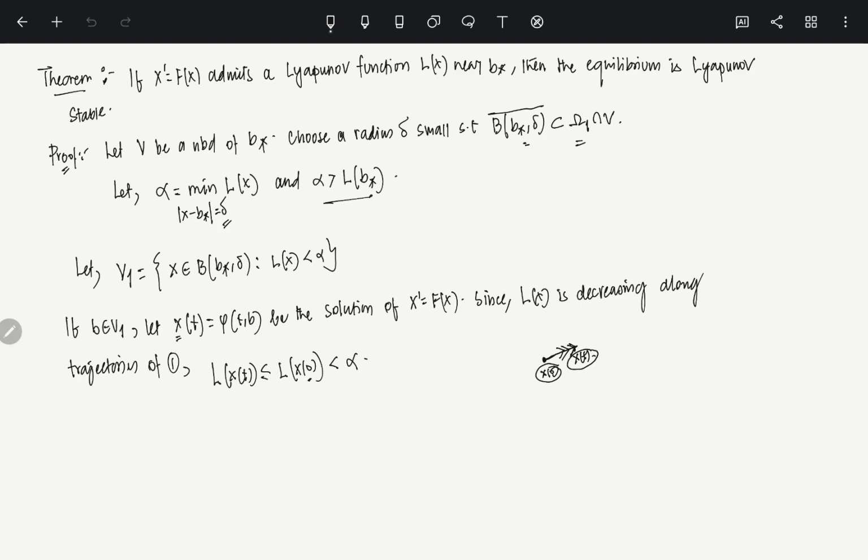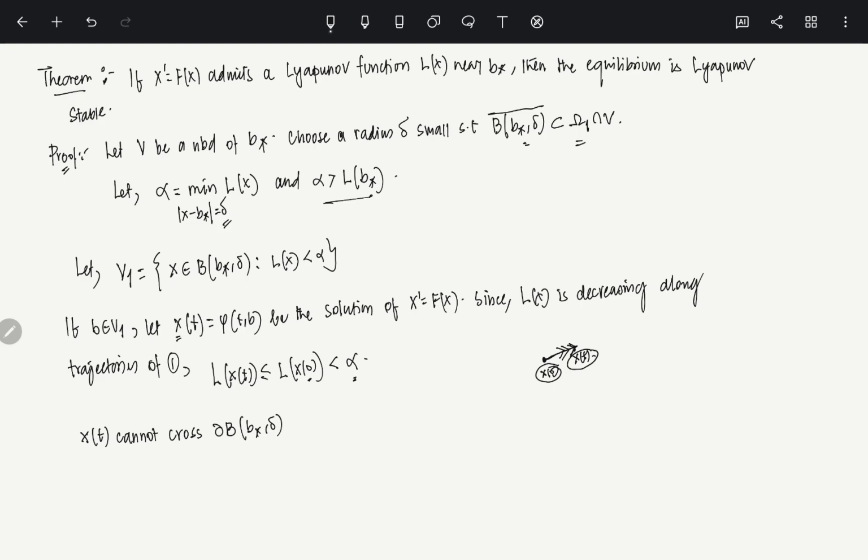Now you see, this actually is a problem. If this is true, alpha is the minimum of L of x on this compact set. Again, L of x of t is strictly less than alpha. Is it okay? So the thing is this: x of t cannot cross the boundary of the ball with center B star and radius delta.